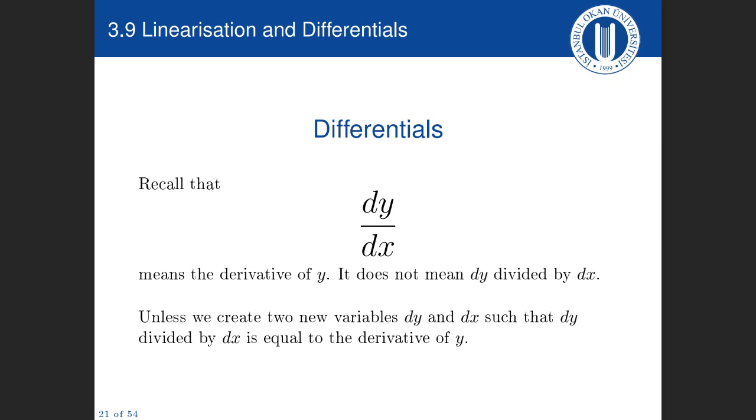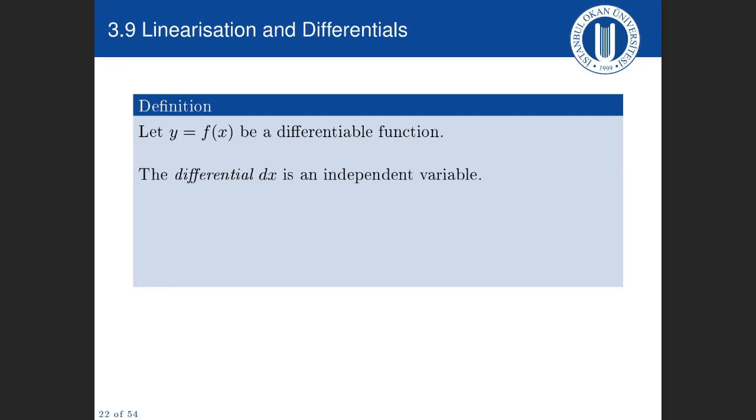What we could do is create two new variables, two new things called dy and dx, and we want to create them such that dy divided by dx is equal to the derivative of y. So we do it like this. Let's suppose y equals f of x is a differentiable function. Our first thing, the differential dx, is just going to be an independent variable, something that we don't have control over. It's just some variable. It could be anything. And then after that, we're going to define the differential dy using this formula: dy is going to be f prime at x multiplied by dx.